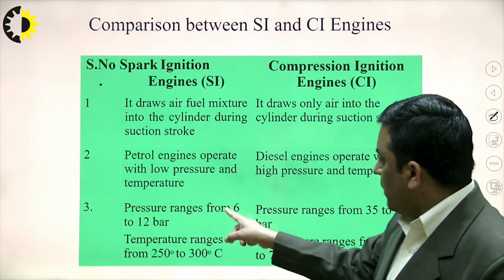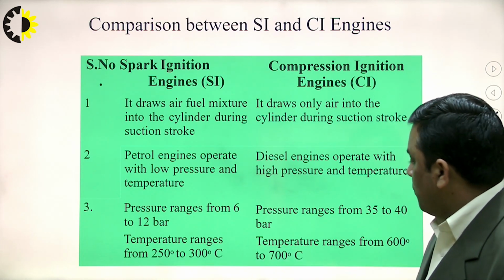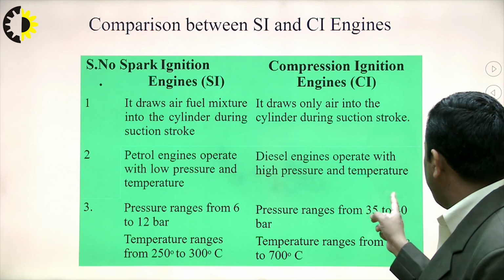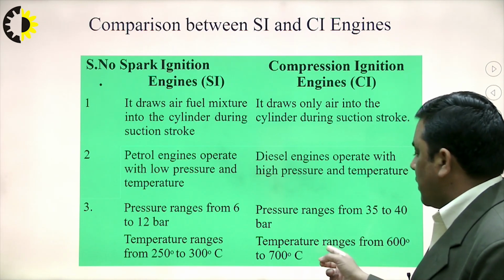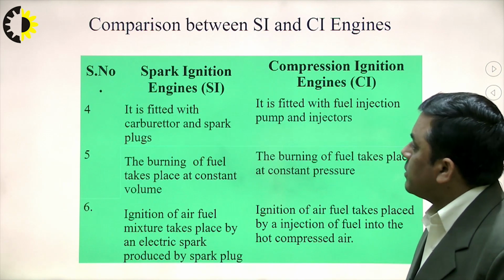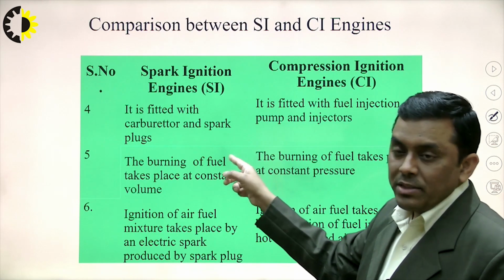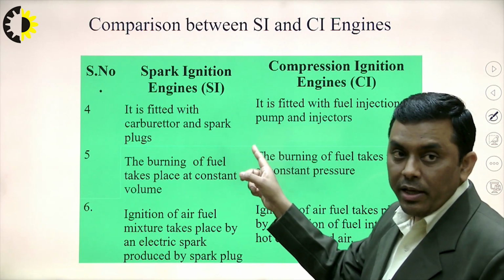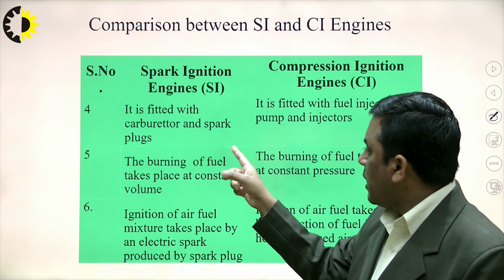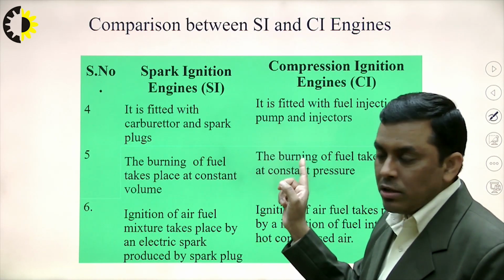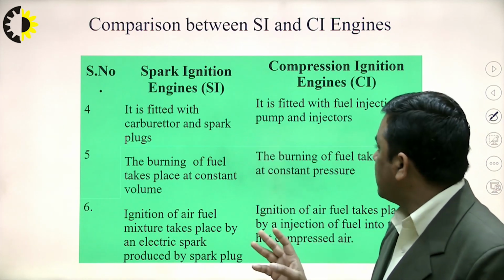Pressure range is also given. So, 6 to 12 bar, and the temperature range from 250 to 300. Here the pressure range is 35 to 40 bar, and the temperature ranges from 600 to 700 degree centigrade. Then it is fitted with carburetor. Obviously, the mixing of fuel with the air is taking place in the carburetor. A spark plug also, yes, for the ignition purpose of the air fuel mixture the spark plug is there.